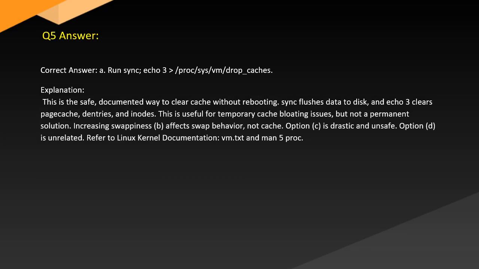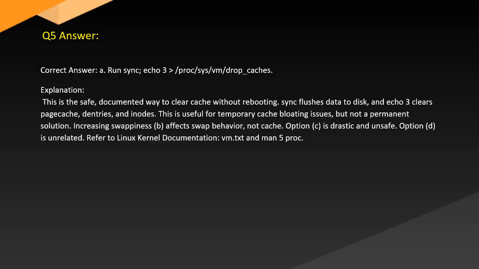Answer. Correct answer A. Run sync; echo 3 > /proc/sys/vm/drop_caches. Explanation. This is the safe, documented way to clear cache without rebooting. Sync flushes data to disk, and echo 3 clears page cache, dentries, and inodes. This is useful for temporary cache bloating issues, but not a permanent solution.